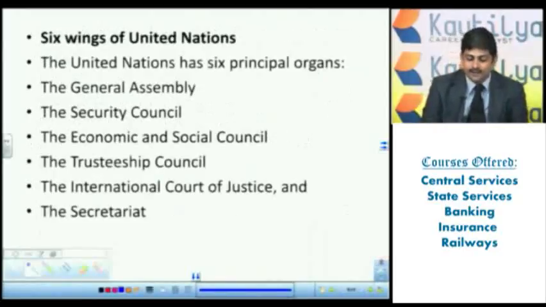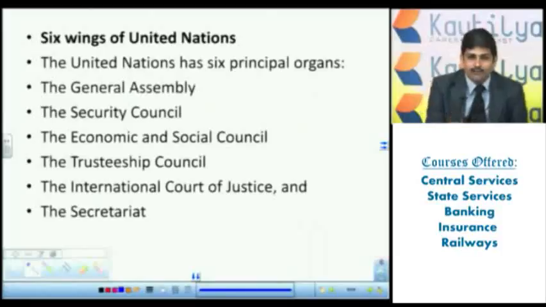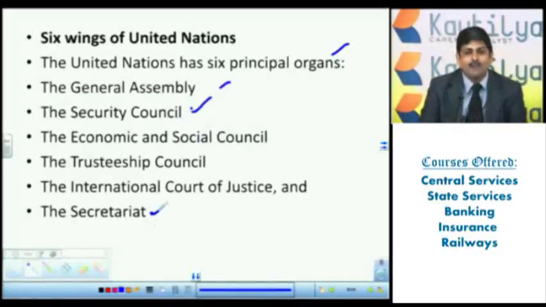Okay, so the United Nations consists of 6 important wings. However, from the examination point of view, the first 3 wings are very important: the General Assembly, the Security Council, and the Secretariat. These 3 are very important for examination purposes. The rest of the organizations have almost lost their importance in the changed society. Right now they are not of much importance.